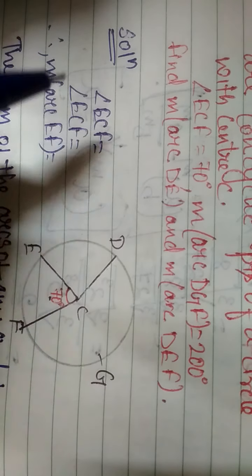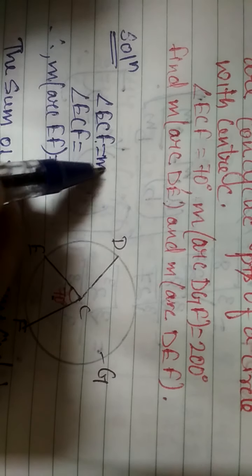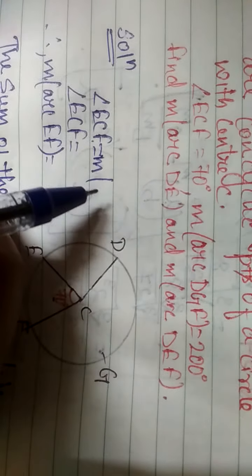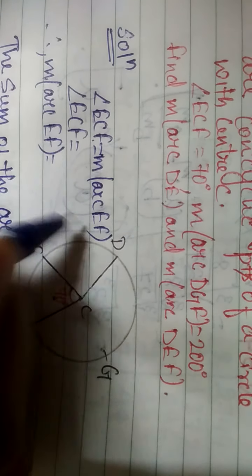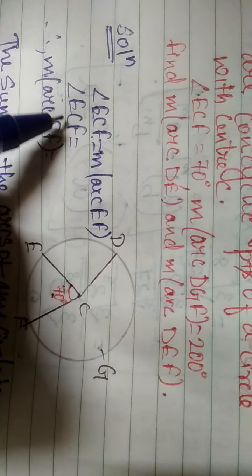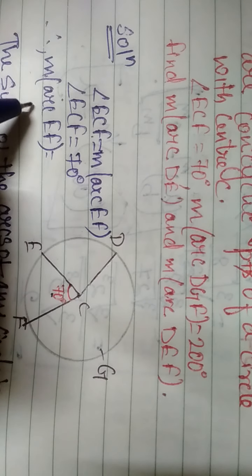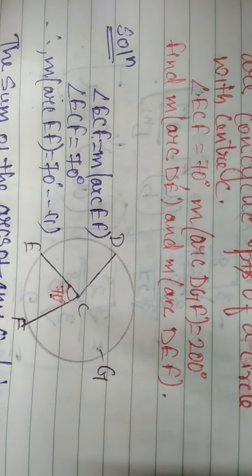So we will start the solution here. Angle ECF is given as 70 degrees. That means the measure of arc EF will be 70 degrees. So we put this as equation 1.